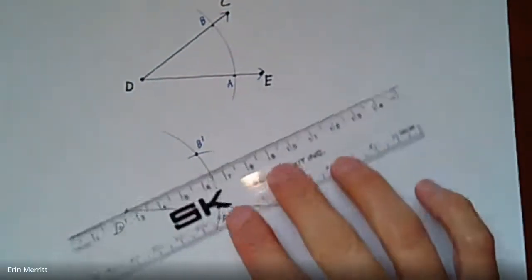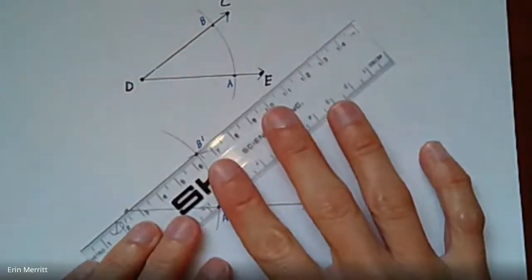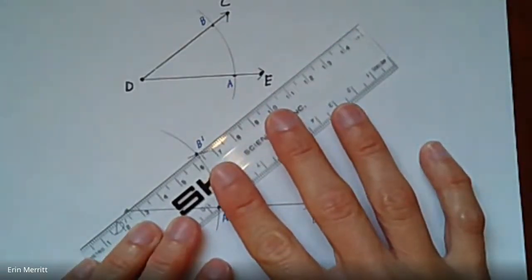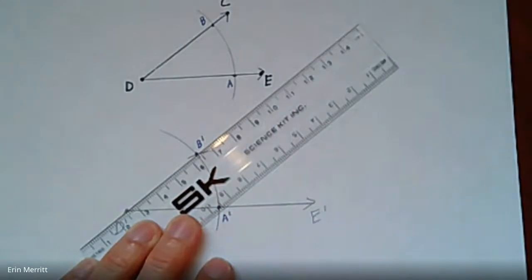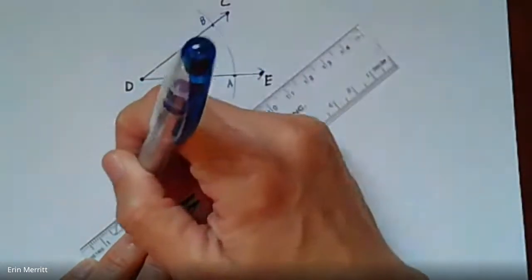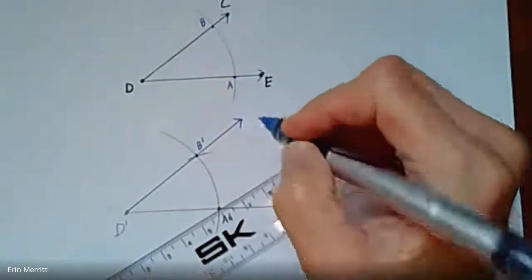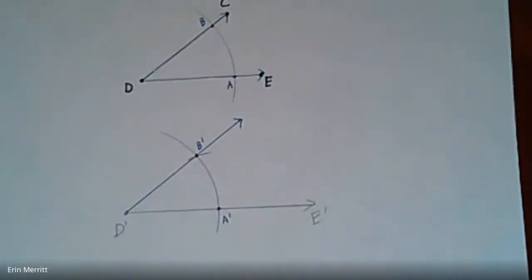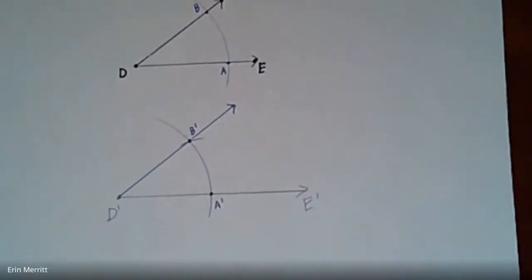So I'm going to use my straight edge, and I'm going to line it up from D through point B prime, and I'm going to connect. And you can use your pen, pencil, whatever you got. It's probably better to start with pencil just to be safe. But if you have a pen next to you, it's not the end of the world.